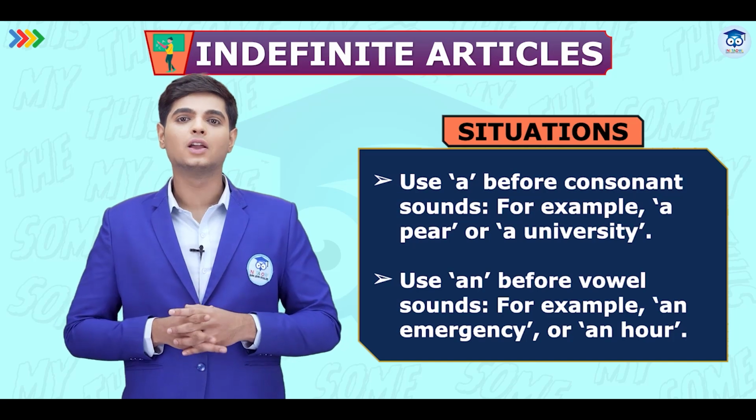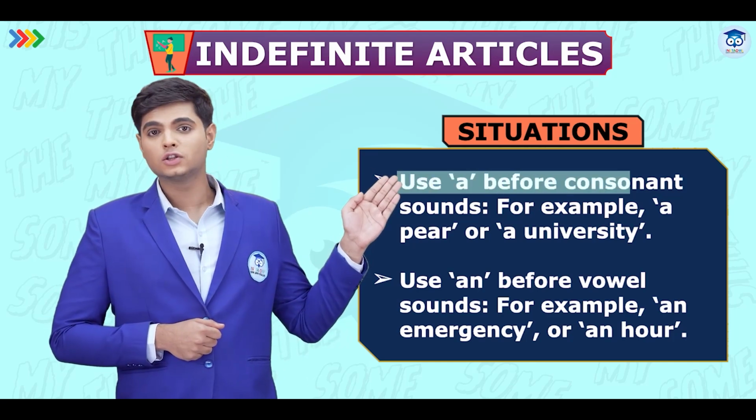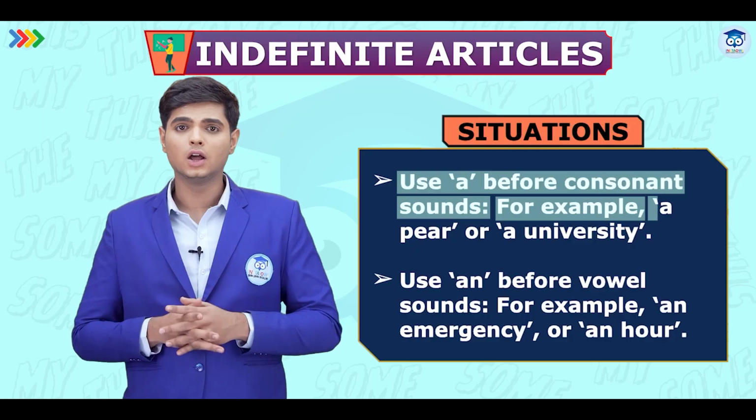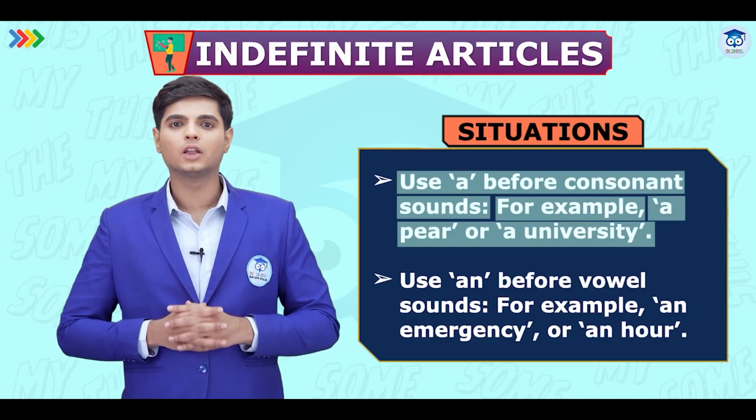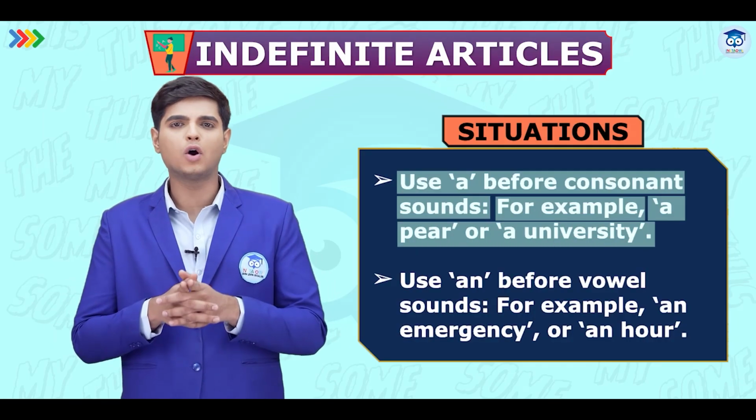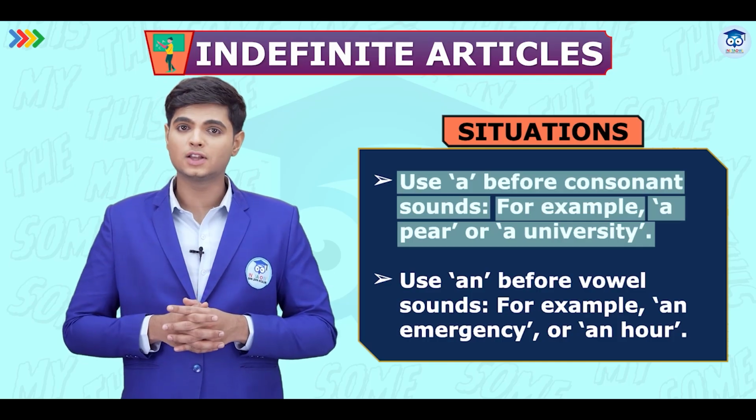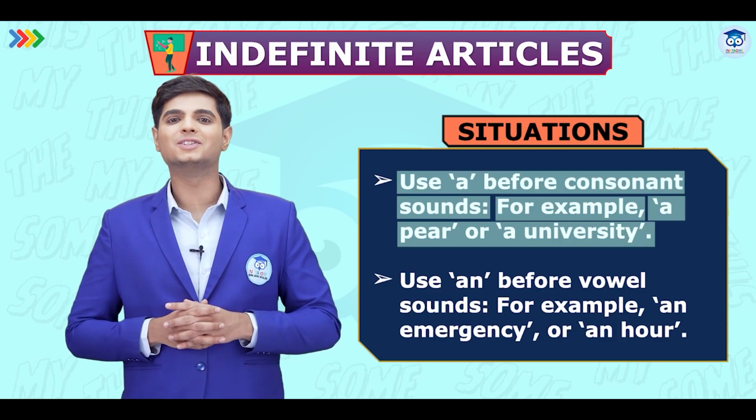Let's break it down. We use a before consonant sounds. For example, a pair or a university. Even though university starts with a vowel, it begins with a consonant sound Y. So we say a university.